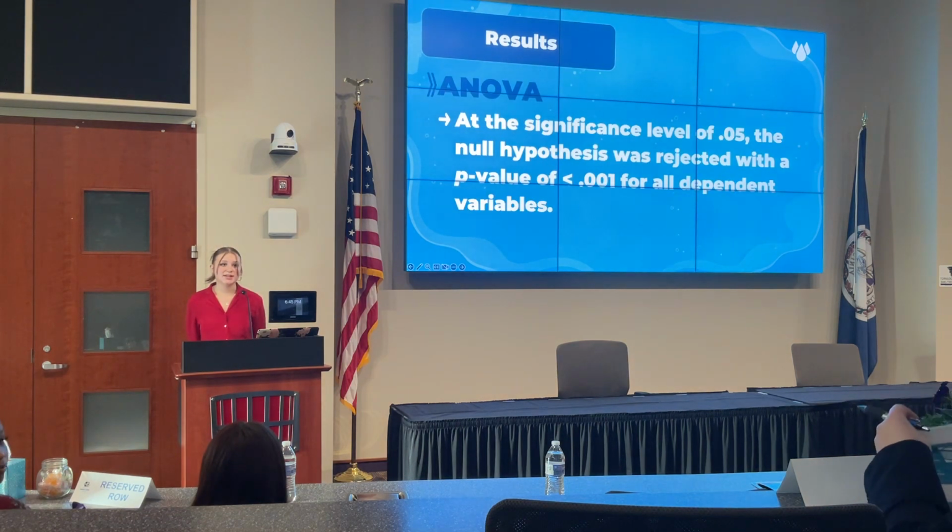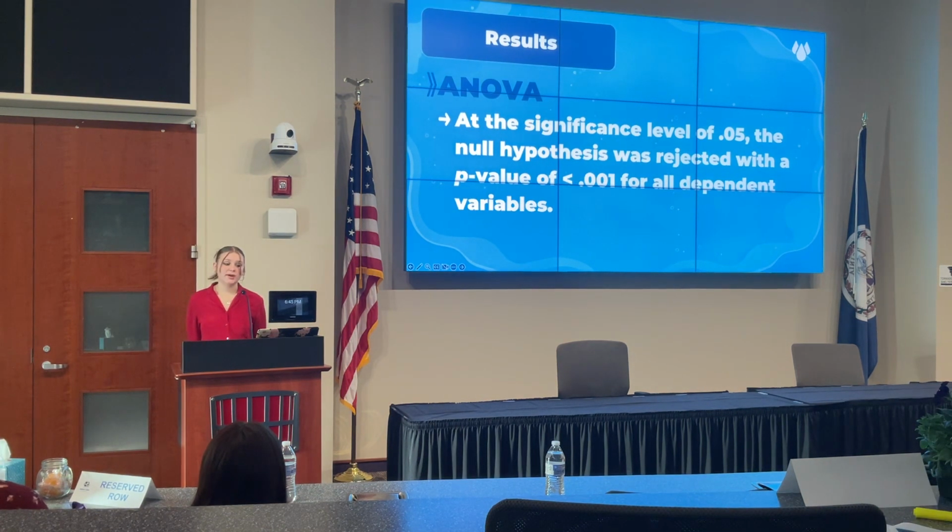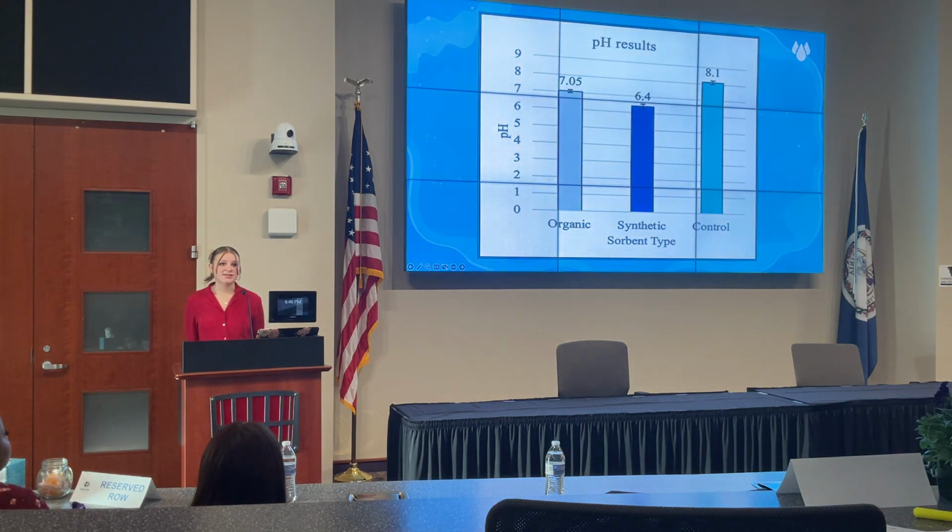For my statistical analysis, I chose to do 4 one-way ANOVAs for each of the quantitative variables I concluded. And at the significance level of 0.05, the null hypothesis was rejected with a p-value of less than 1/1000 for all dependent variables. The first condition I tested was the harm done to the environment in which it was used. I first logged my pH because this can be a major change when you're using sorbents.